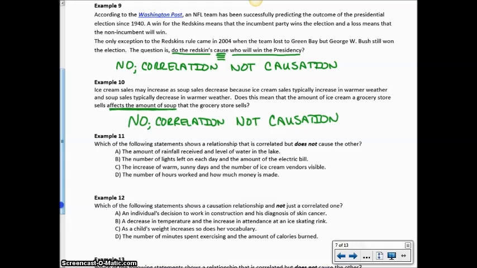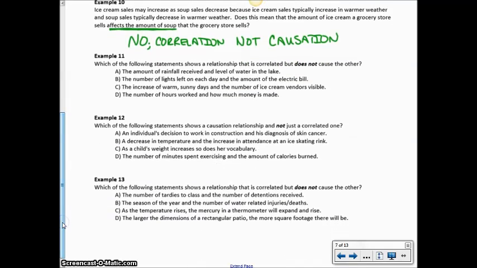Okay? All right, example 11. Which of the following statements shows a relationship that is correlated but does not cause the other? So now we're looking for something that is correlated but doesn't actually cause the other thing to happen. Okay, so A says the amount of rainfall received and the level of water in the lake. So if you receive more rainfall, is the water level in the lake going to go up? Yes, that is definitely a cause. And we want something that does not cause it. So that one's not our answer.